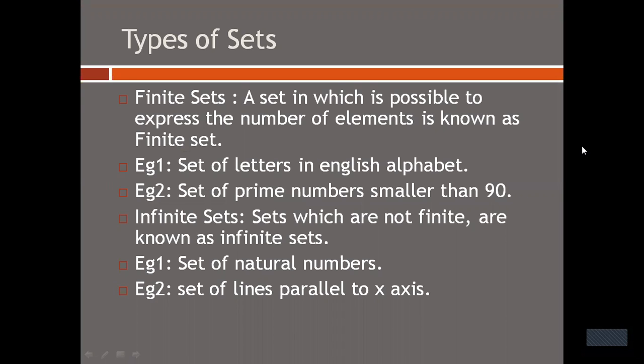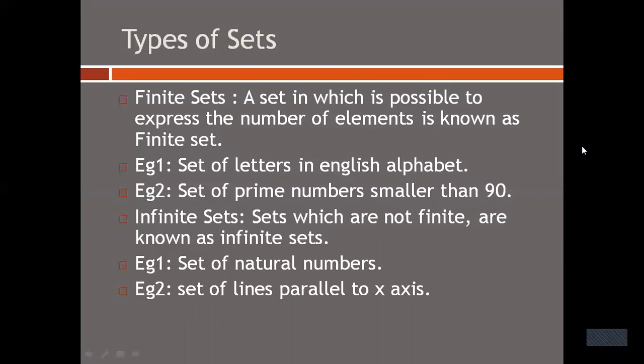Example, set of letters in the English alphabet. We can represent all these letters in the English alphabet in a set, so it is a finite set, meaning we can write from the starting to the ending. Example 2, set of prime numbers smaller than 90. We can start from 2 and end with the last prime less than 90. In both examples we know the starting and ending of the numbers of the set. That is why these two are called finite sets.